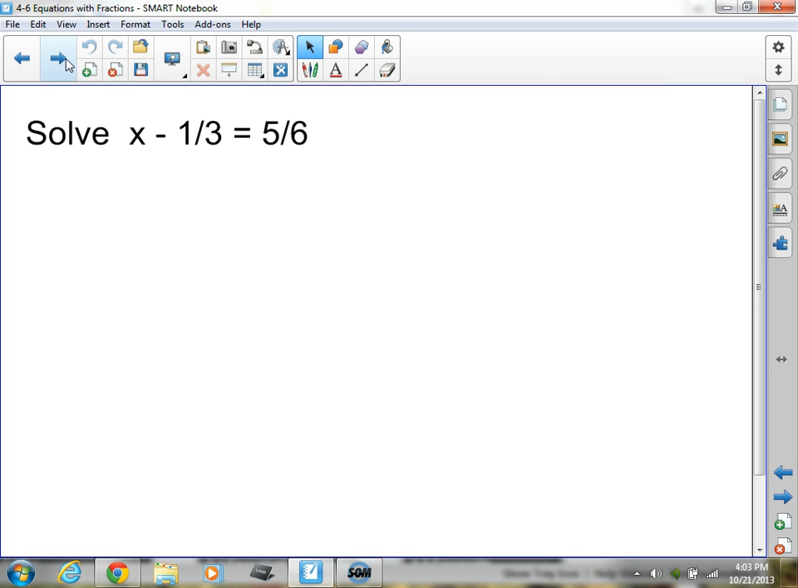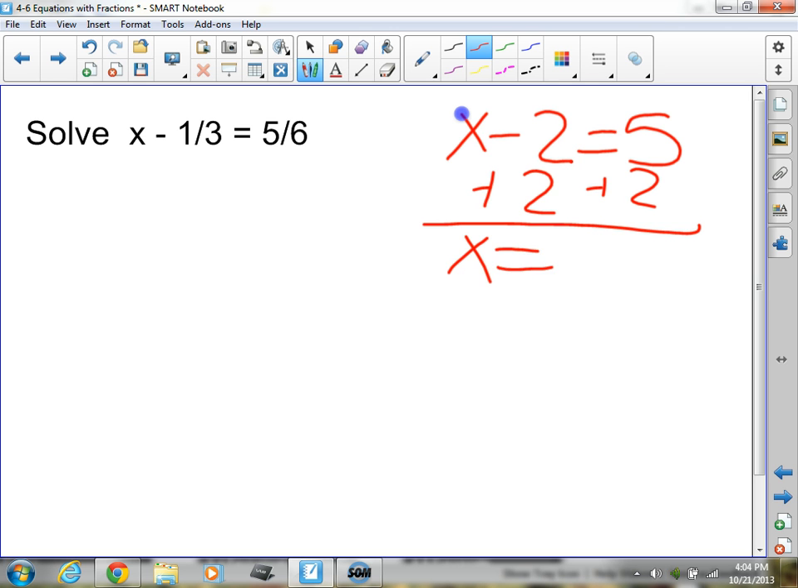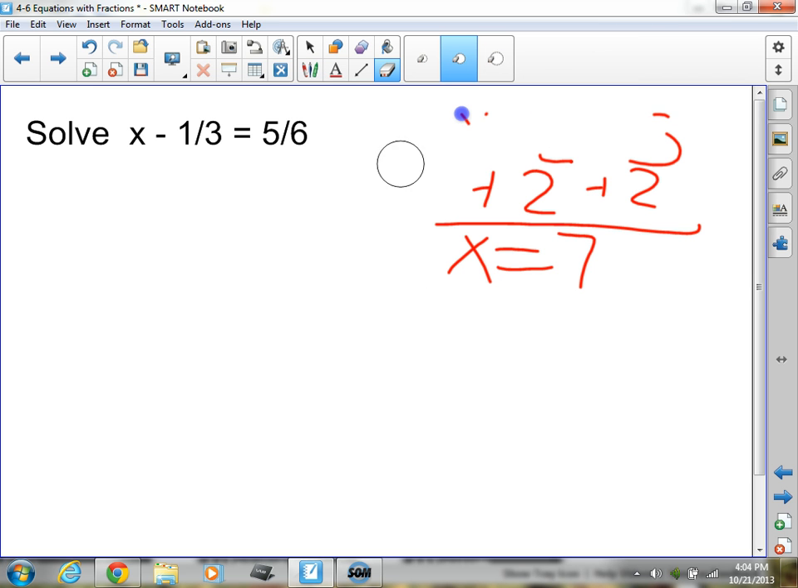So we know that in an equation like x minus 1/3 equals 5/6, we have a variable. X is the variable. We don't know at this point what x stands for. However, like the other problems that we know, such as x minus 2 equals 5, we need to add 2 to both sides, so x is by itself. So 5 plus 2, x equals 7. With fractions, it's just like that. We do the exact same process, only with fractions.